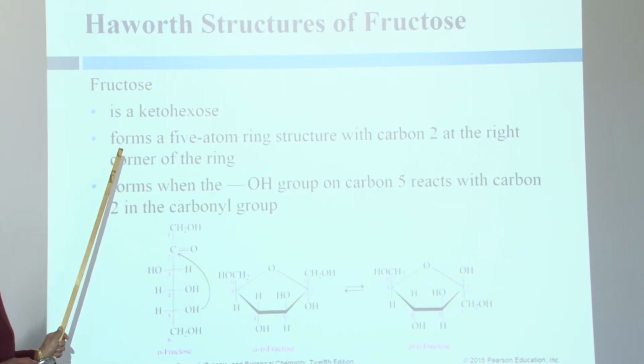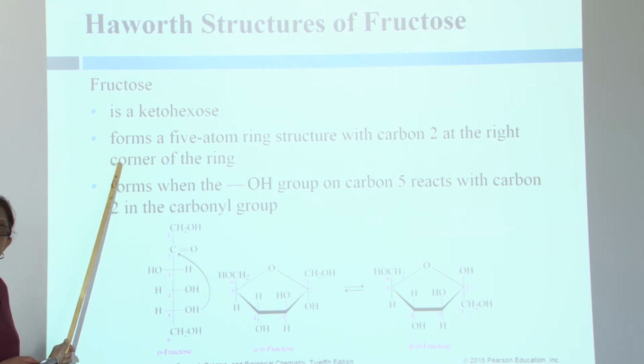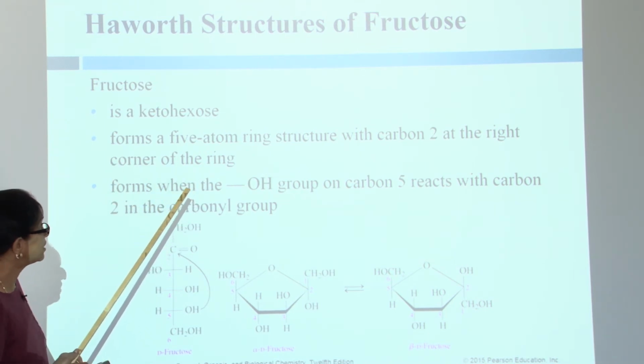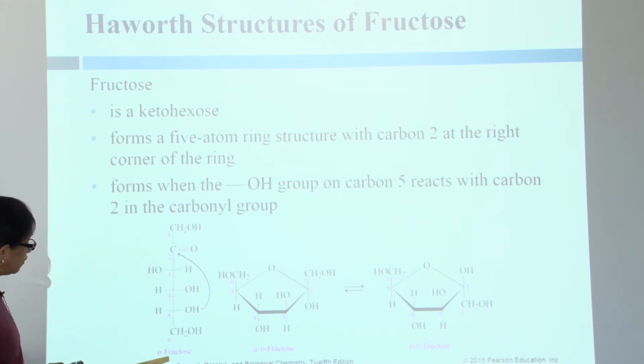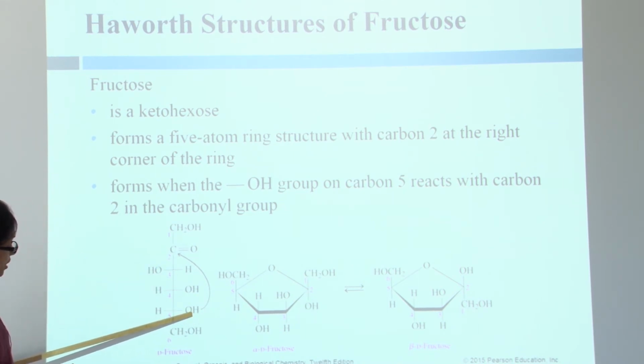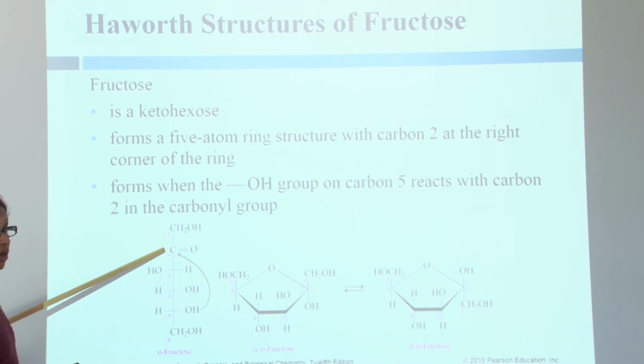Now we are talking about the Haworth structure of fructose, and fructose, if you remember, is a ketose. There is a keto group on carbon 2. This is D-fructose. Again, the OH on carbon 5 is to the right, D-fructose. And we identify fructose carbonyl on second carbon.